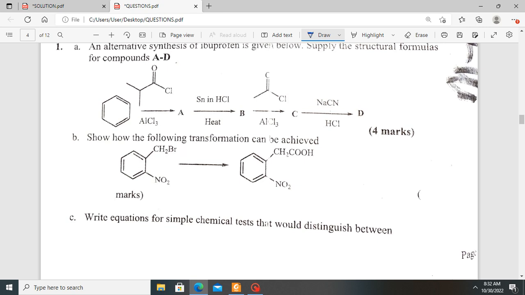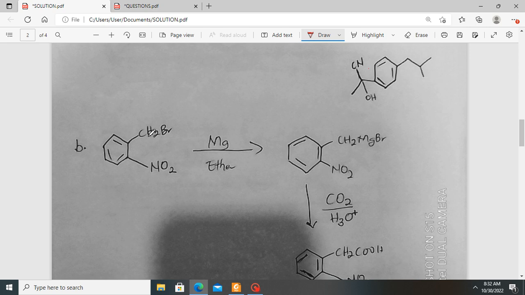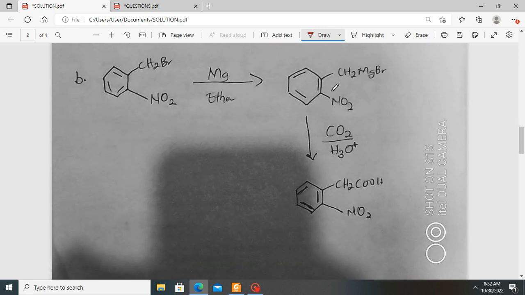So in the reaction, we have addition of magnesium in ether to produce a Grignard reagent. Then carbonation of the Grignard reagent gives you the final product.